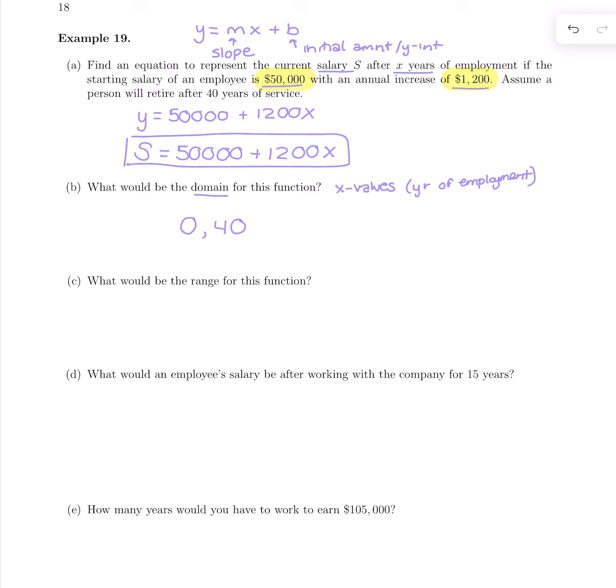Could you work 0 years for a company? Yes. When you start out, you're at 0 years. And can they work up to 40 years? Yeah, they could work that 40th year. So we're going to do square brackets. We're going to include our endpoints.